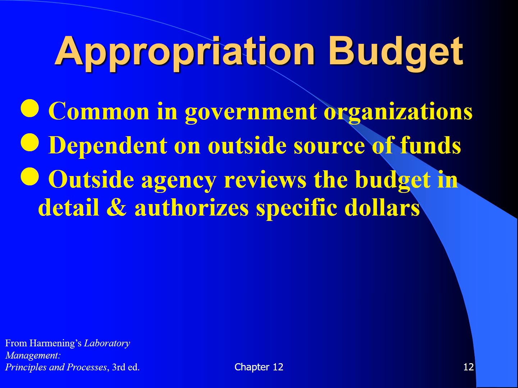An appropriation budget is usually found in government organizations that depend on an outside source of funds. During the review process, the outside agency reviews the budget in detail and authorizes specific dollar amounts. If expenses exceed the appropriated amount, the responsible party must obtain the supplemental appropriation from the granting agency.